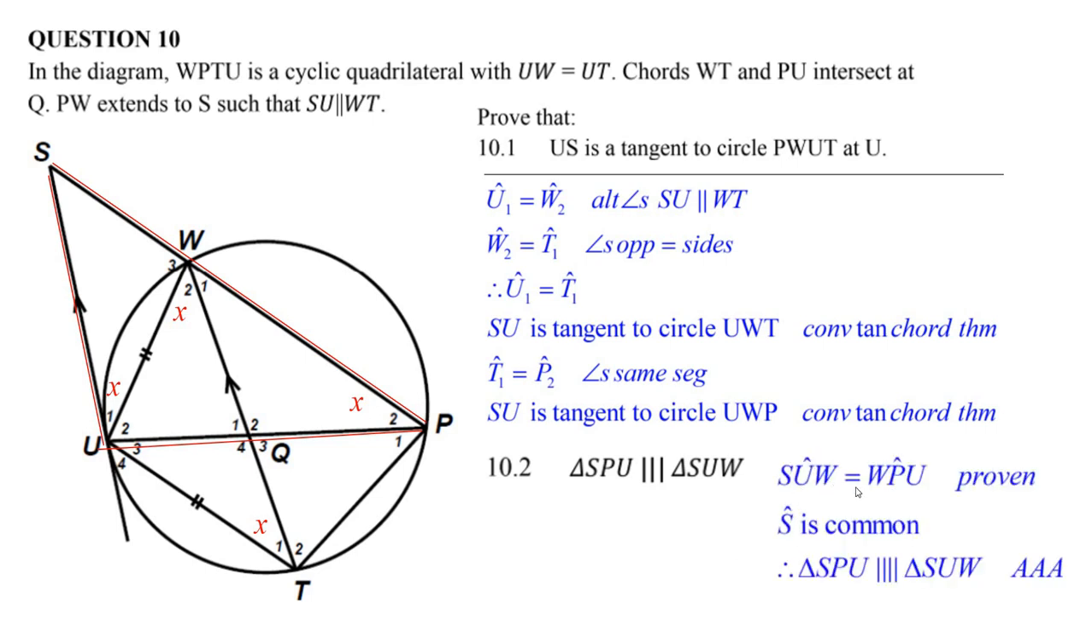SUW equals WPU. We proved it already that they're equal. S is common, therefore these two triangles, SPU and SUW, must be similar. Angle, angle, angle. And my MathType gave me an extra line there. I don't want that line there, but there it is. Okay, so there's that one done. Question 10.